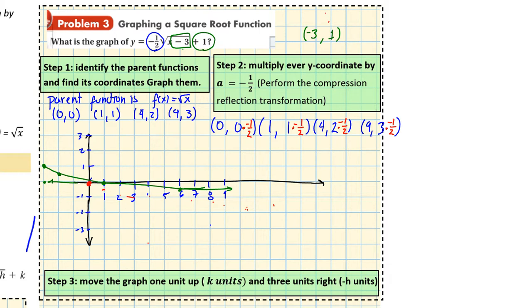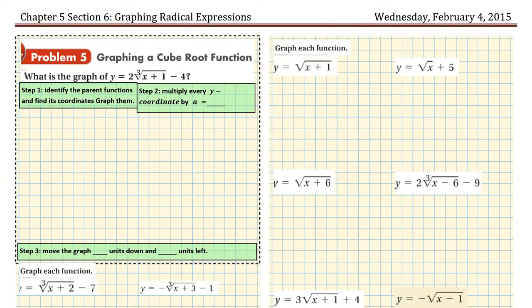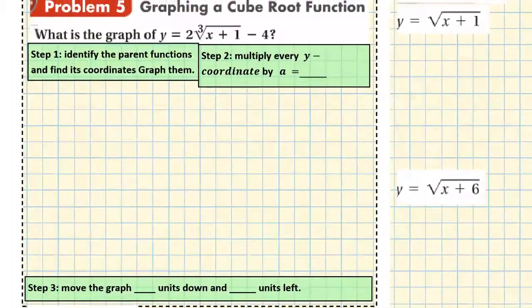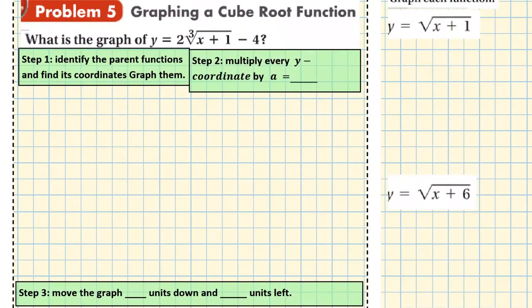Now we're going to do a cubic root function and we're going to graph it as well. Like before, we first need to identify what type of function it is. Then we need to use the parent function that we found in problem number 1. Use those coordinates to graph it. Okay? And continue doing the transformations.